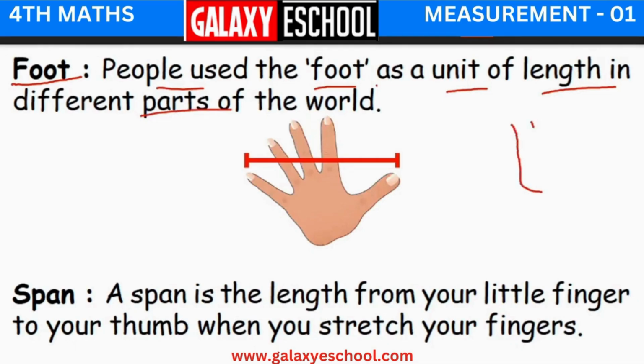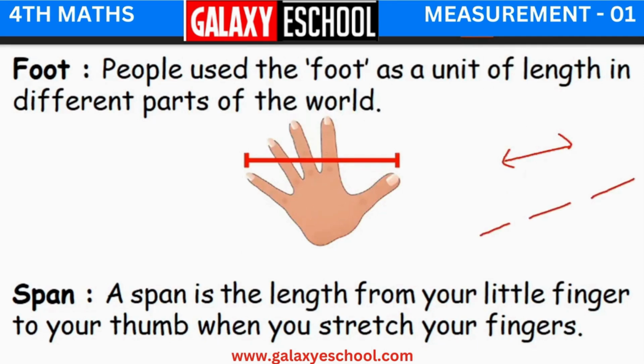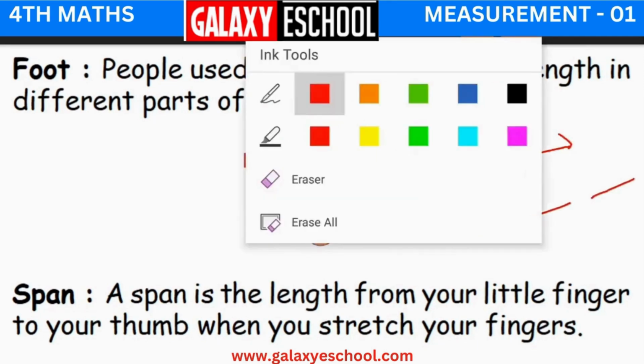What does foot mean? Yes children, we have our leg, right? So this whole area from our toes to our heel becomes 1 foot. It is called 1 foot. So in ancient days what did people do? People used this foot as a unit of length. Yes, 1 foot, 2 foot, 3 foot, etc.